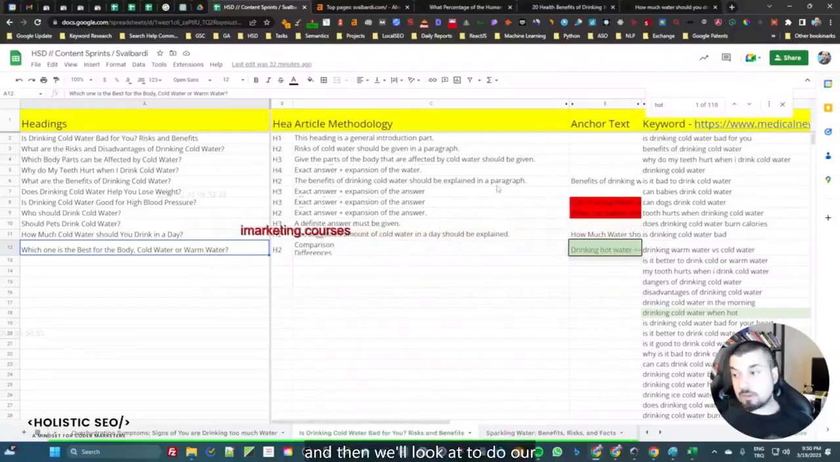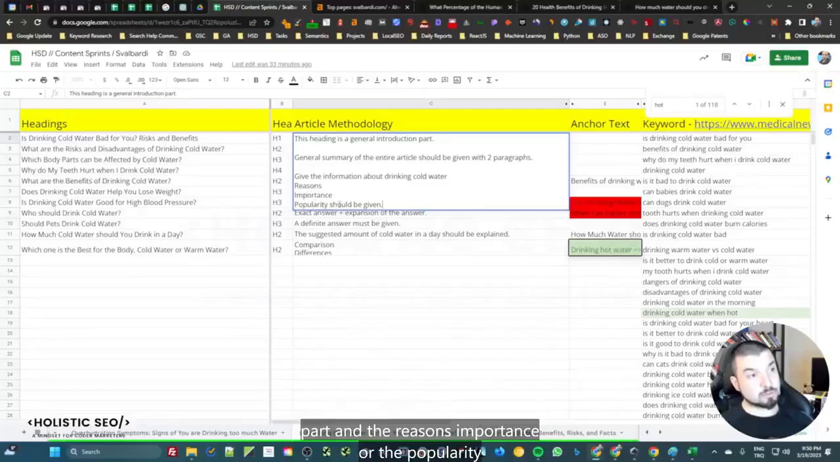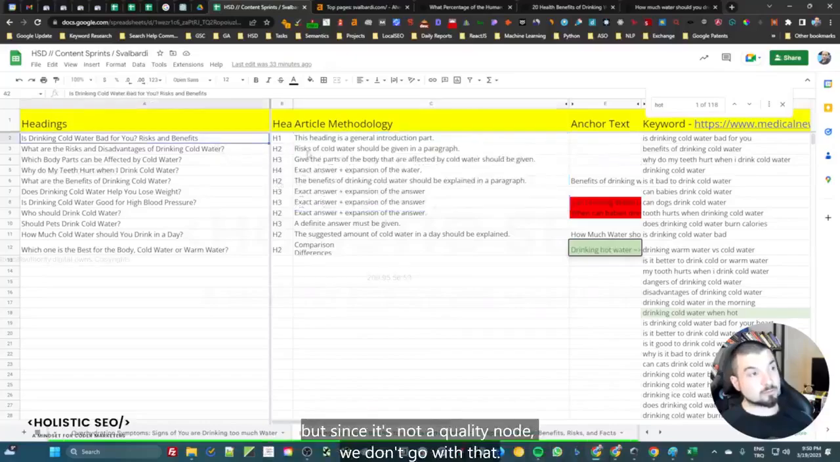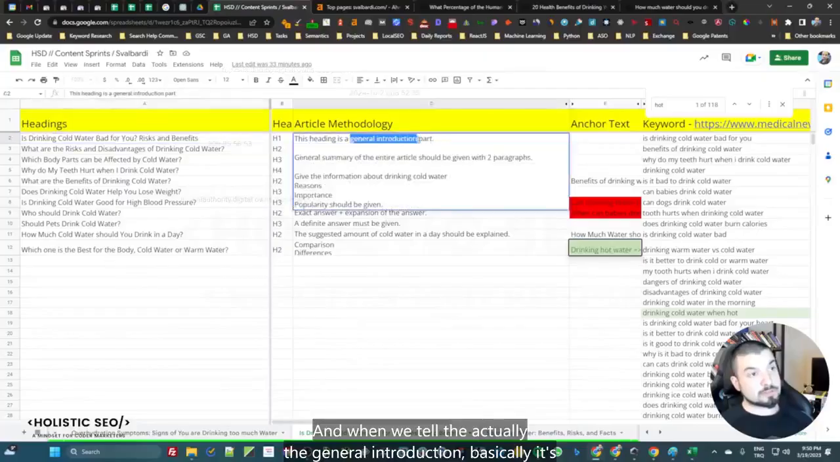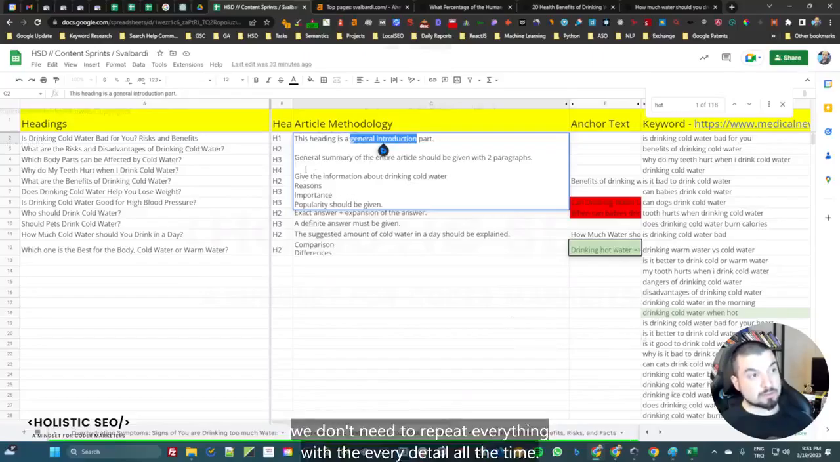And when we look at our article methodology here, basically we say that it's a general introduction part, and the reasons, importance, popularity or some other sections are added here. In normal conditions, we can add more and more details here, but since it's not a quality note, we don't go with that. And when we say general introduction, it's easier to use because to this point the authors and the management of the project have more experience, so we don't need to repeat everything with every detail all the time.